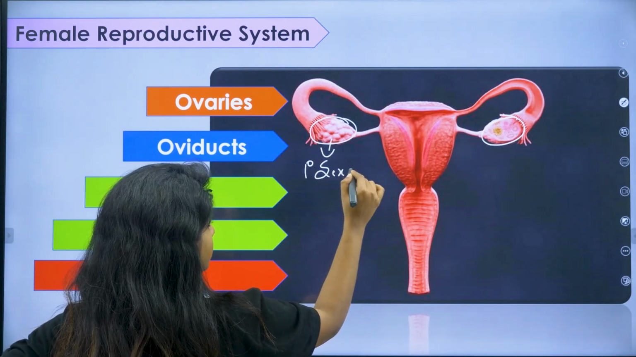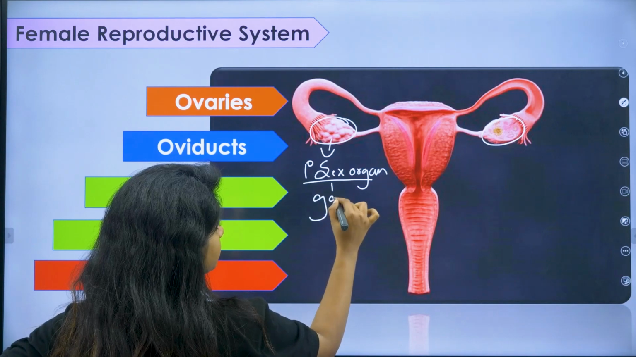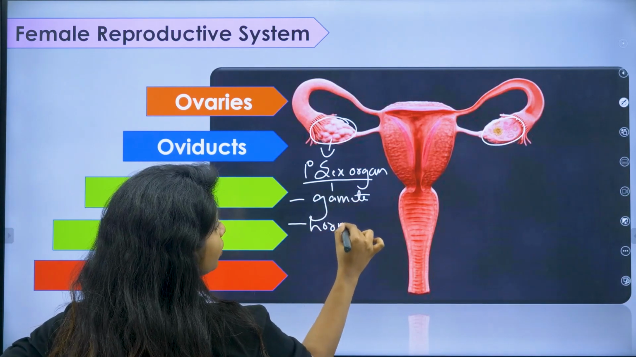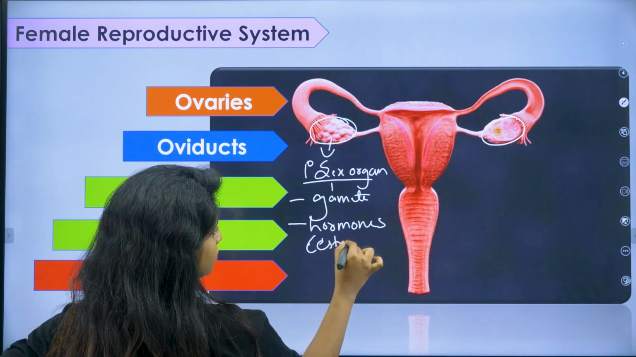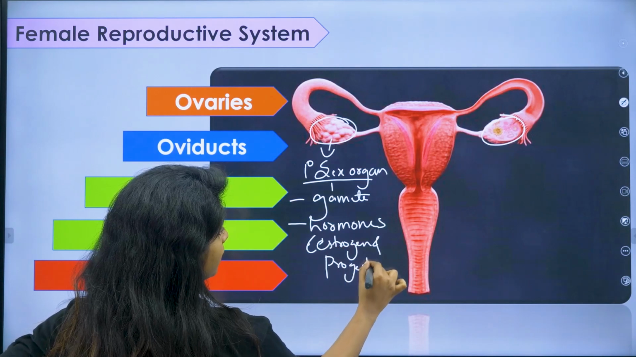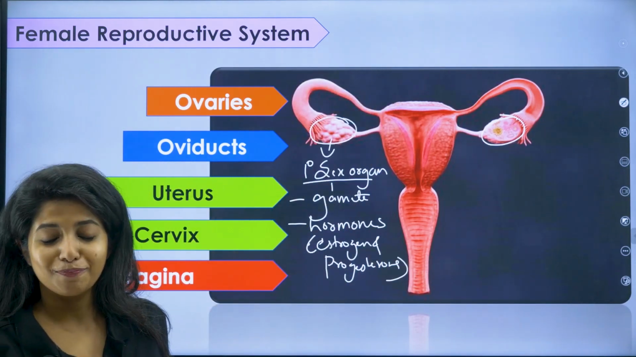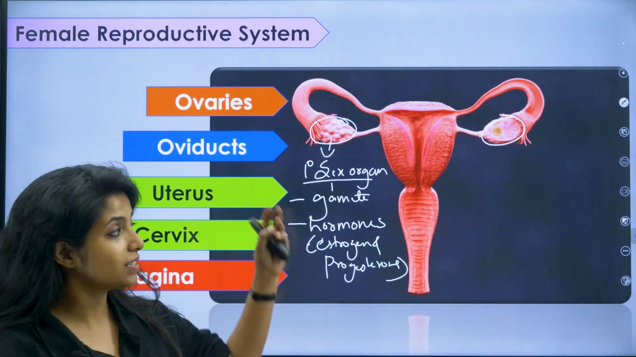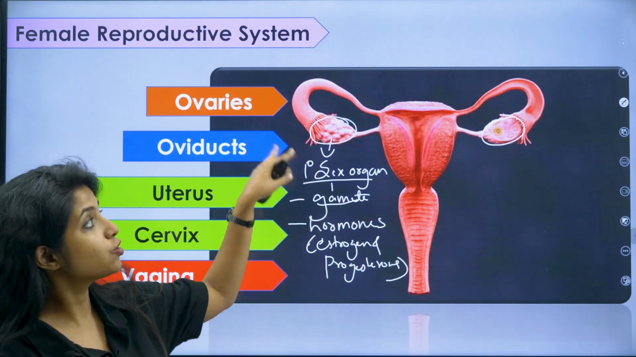Why again? Tell me. Because obviously they are going to form what? The gamete. And also they are going to produce hormones, the ovarian hormones, which is estrogen, progesterone and everything. And now the ovaries has to be carried. The sex organ, that is basically the ovaries, they are going to give out gametes, and this gametes, that is ovum, has to be carried.